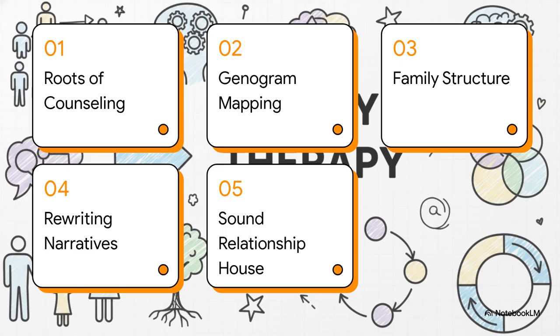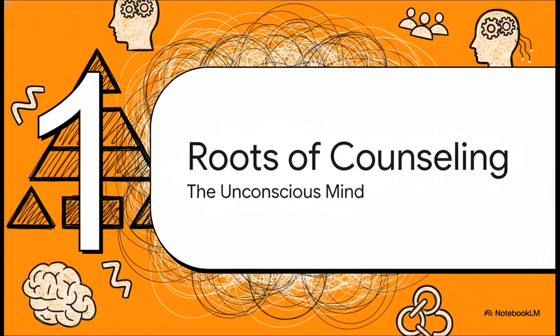Here is our roadmap for today. 1. The roots of family counseling. 2. Mapping multi-generational patterns. 3. Family structure and stances. 4. Rewriting the family narrative. And 5. The sound relationship house. Section 1.